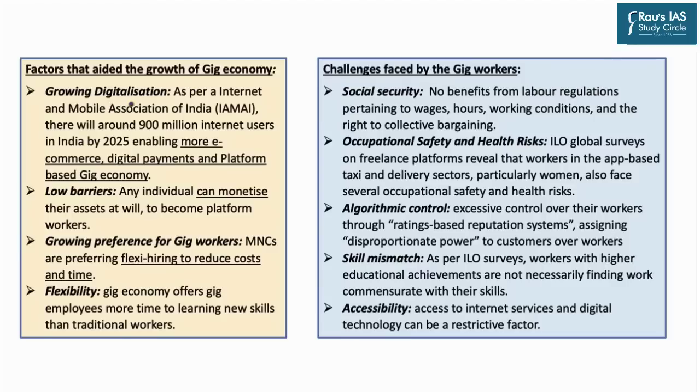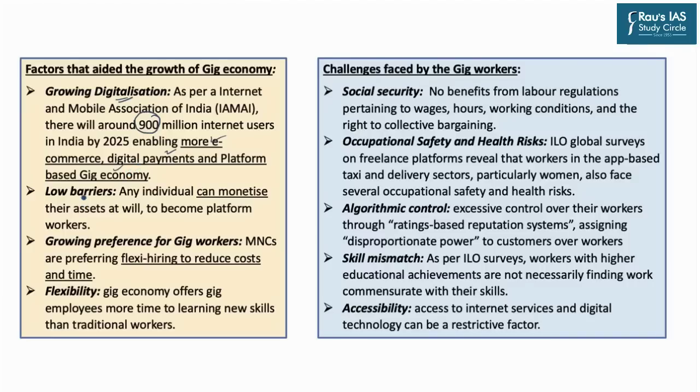The first one is, of course, the expansion of the platform, which is the digitalization. According to the Internet and Mobile Association of India, in the next 3 years, India will have 900 million, that is almost 90 crore internet users. More internet users simply proves that there is going to be more e-commerce, digital payments, digital based gig economy. So more people are going to order food online, they are going to order cab service online.